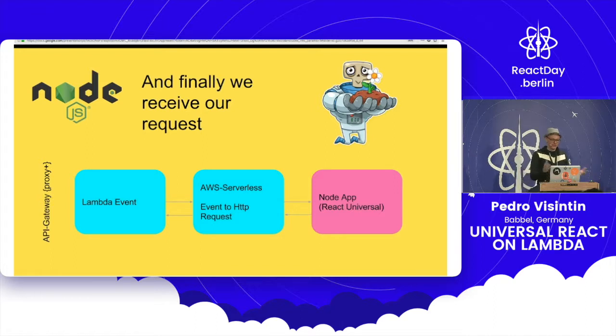So this is how it looks. We receive the Lambda event with this function as serverless. We transform the request and send it to the node application when we do rendering React. And then we receive the response from the server, transform it again, and send it to Lambda as a response.